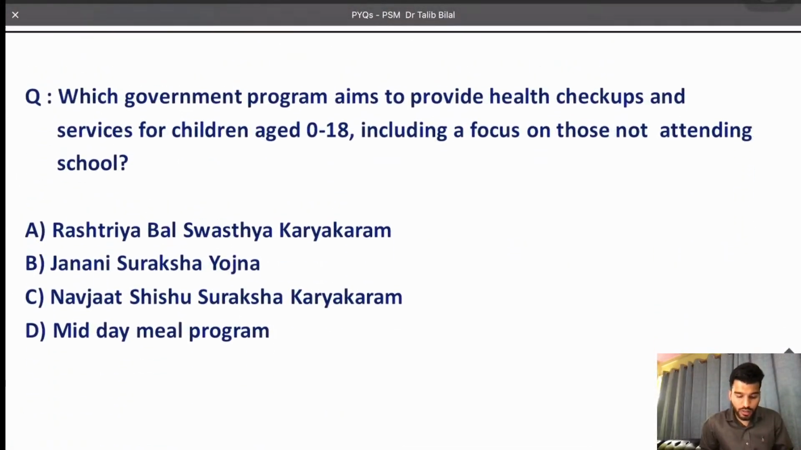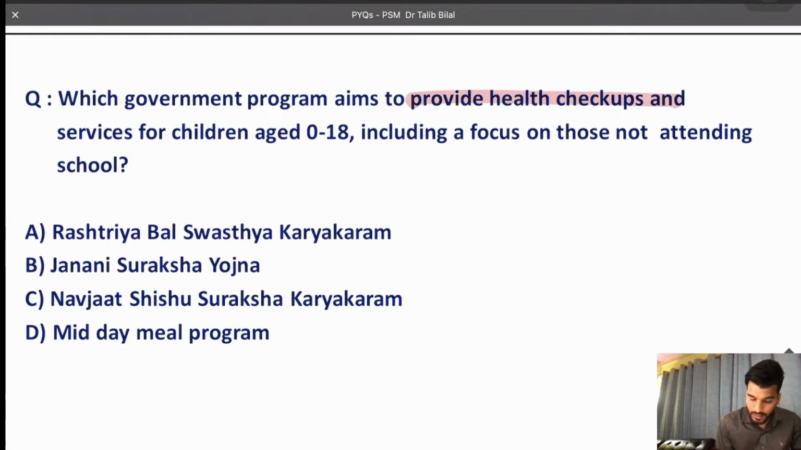Next question, guys. Which government program aims to provide health checkups and services for children aged 0 to 18, including a focus on those not attending school? So what will be your answer for this question, guys? Your answer is? Very good. It's Rashtriya Bal Swasthya Karyakram.